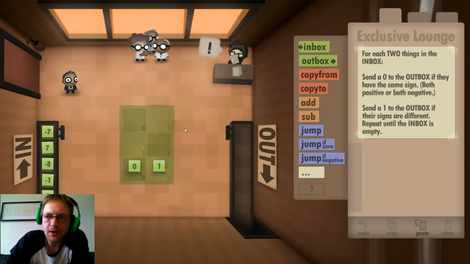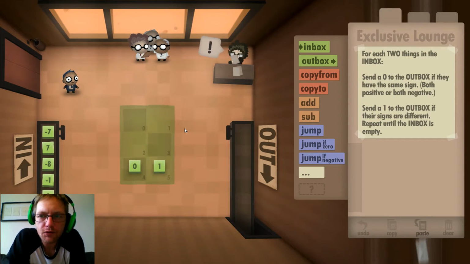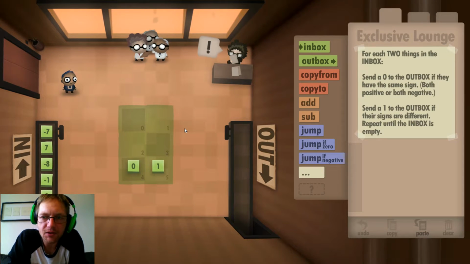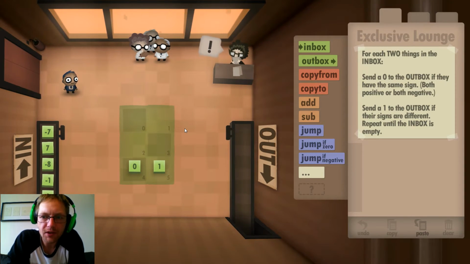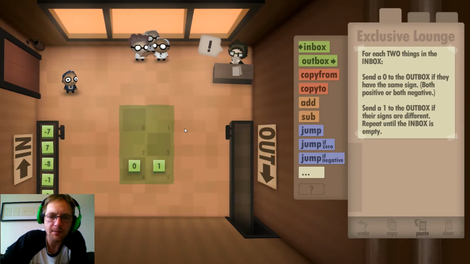For each two things in the inbox, send a zero to the outbox if they have the same sign, both positive or negative. Send a one to the outbox if their signs are different. Repeat until it is empty.